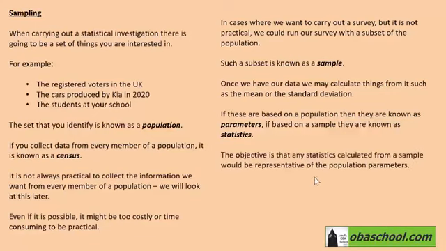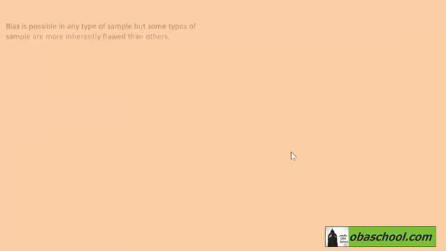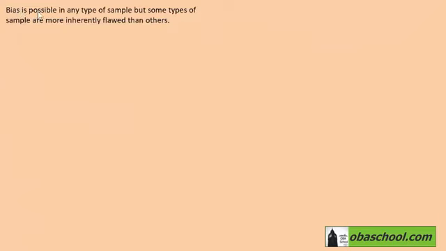The objective is that any statistics calculated from a sample would be representative of the population parameters. If a sample is not representative of a population, it is said to be biased. Bias is possible in any type of sample, but some types of sample are more inherently flawed than others, but sometimes we just have to use those methods anyway.